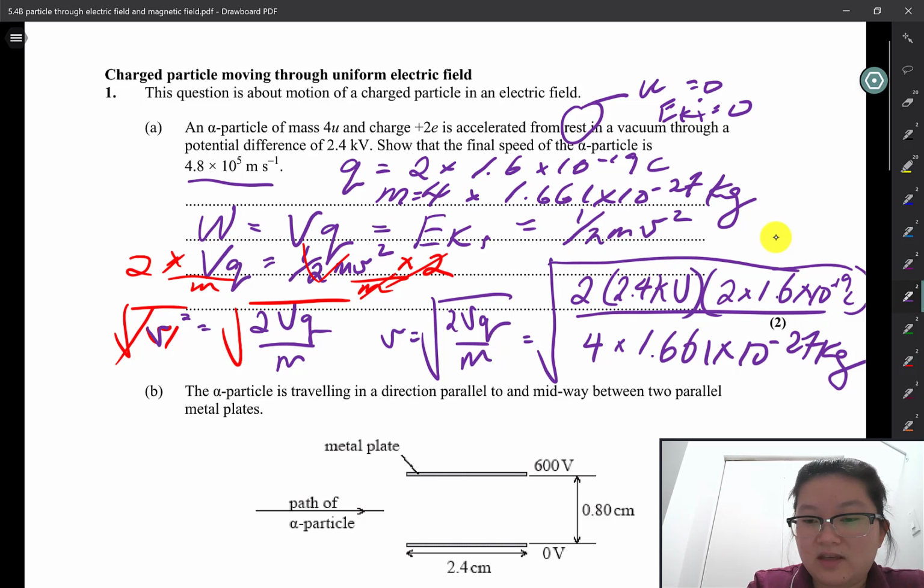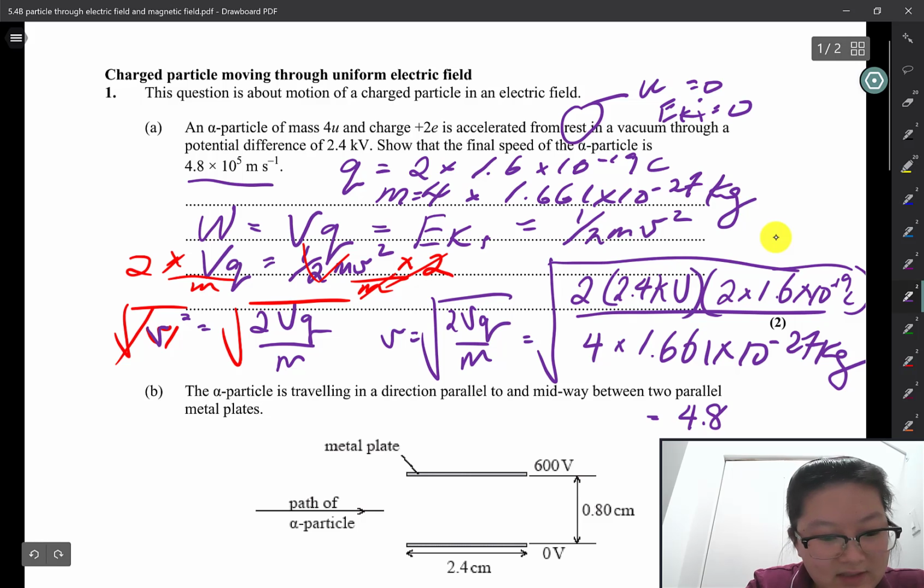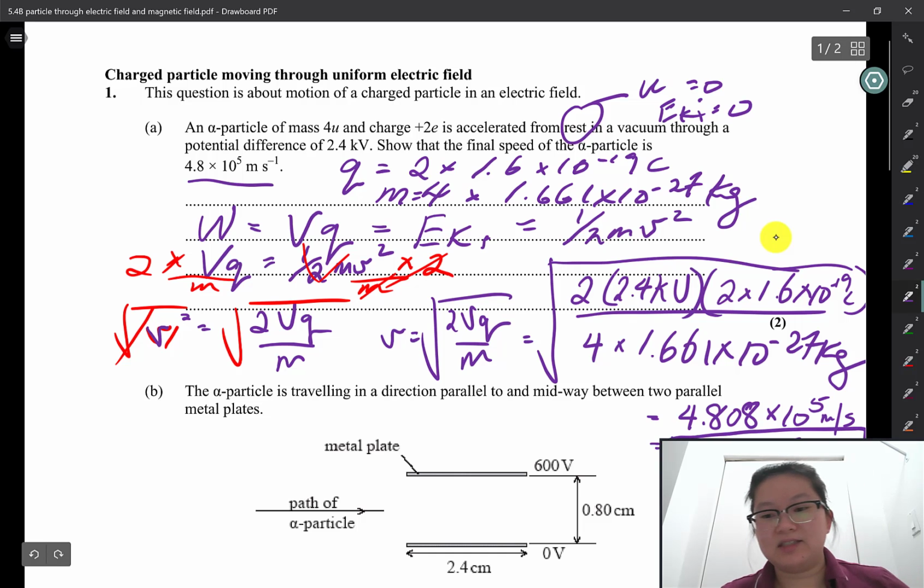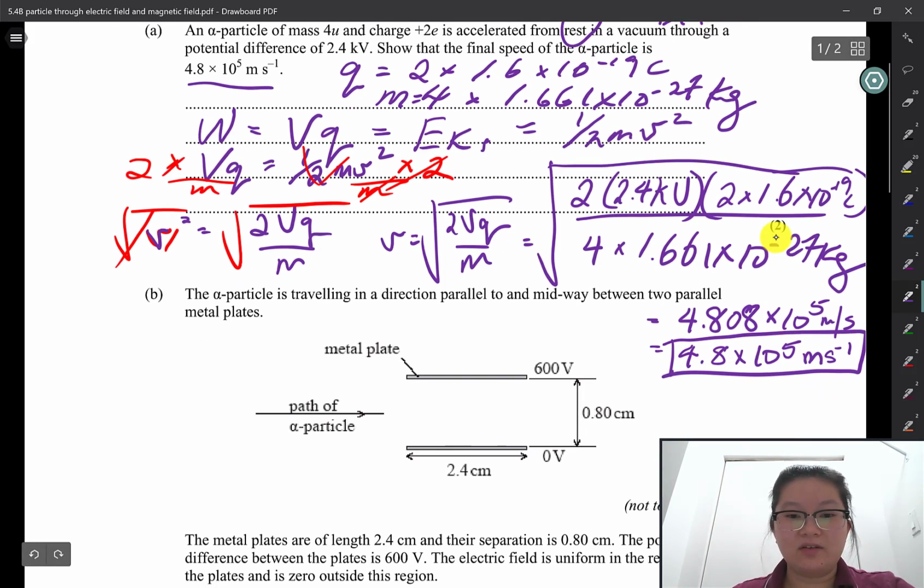Okay, and the final answer I get is 4.808 times 10 to the power of 5 meters per second, and rounded, 4.8 times 10 to the power of 5 meters per second. Let's just show it using the IB method, with the e to the power negative 1 for the inverse. Okay, so there you go. That was the first question.